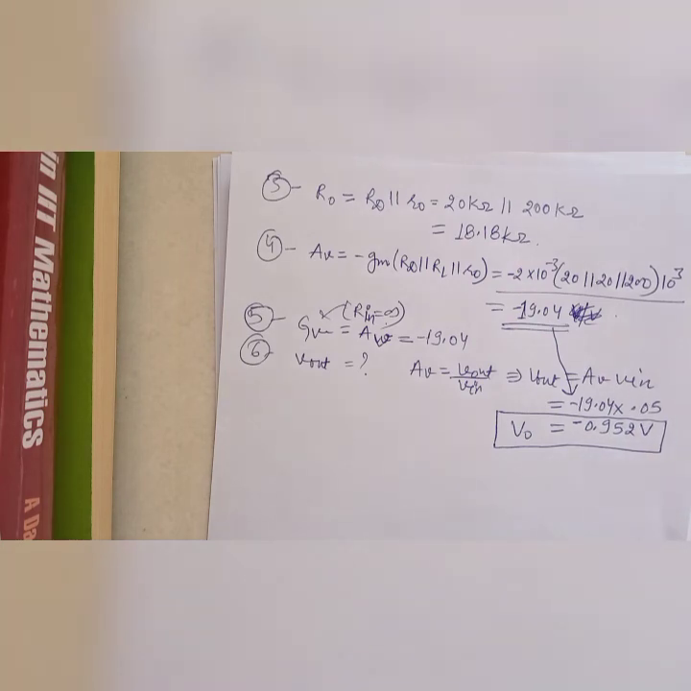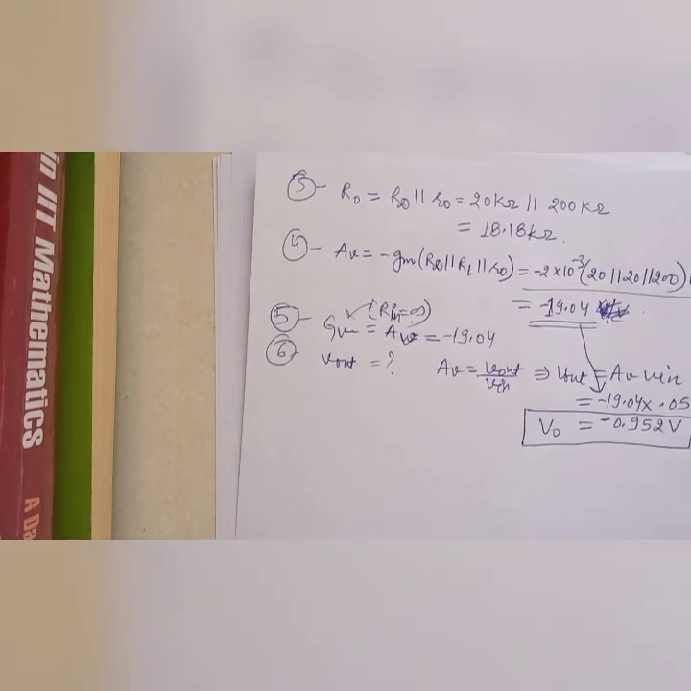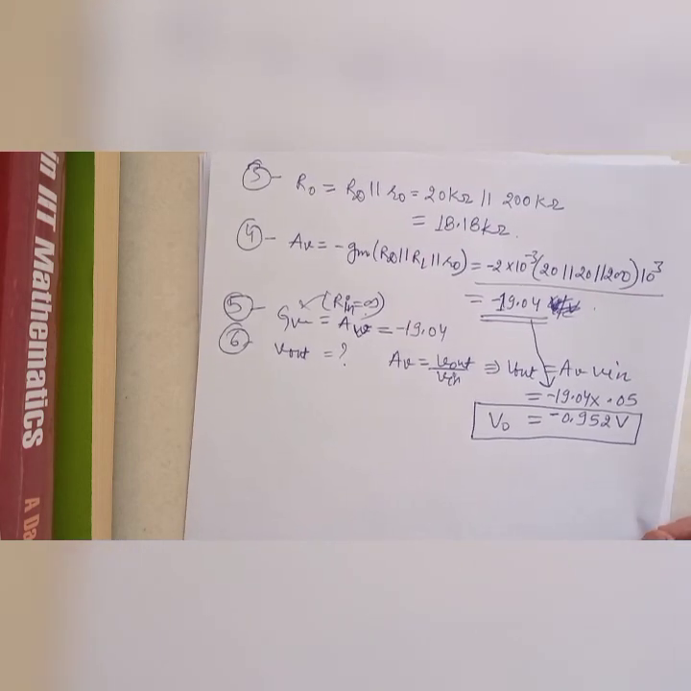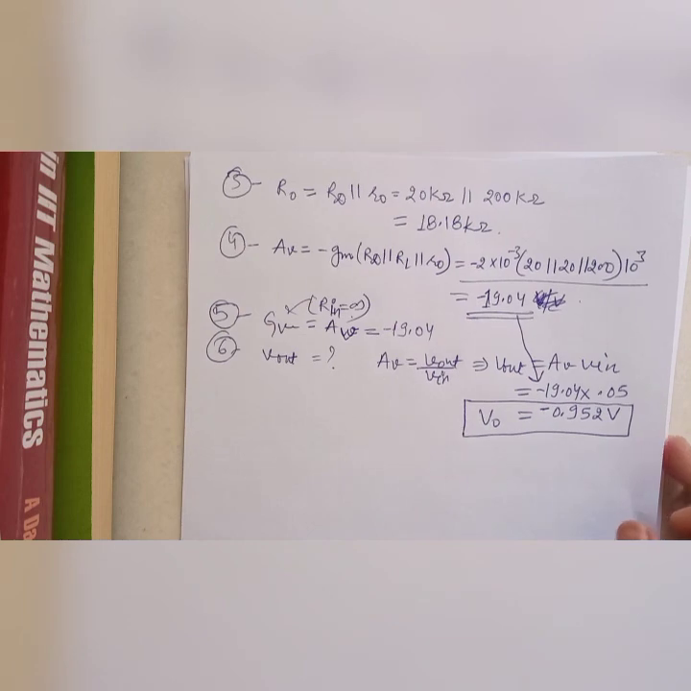So this is all about the problems for module 2 in analog circuits. Rest, in part 2 we will study some more set of problems related to module 2. Thank you.